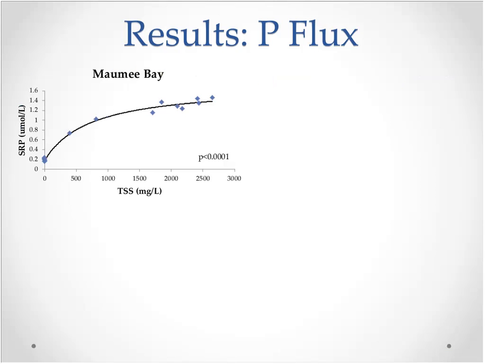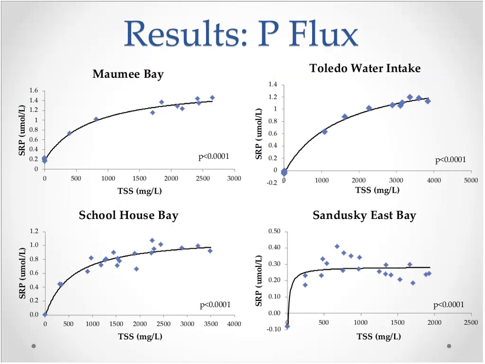So first, looking at the phosphorus flux, we see that with increasing suspended sediment, we have increasing SRP, which then plateaus. And this plateau is likely due to the sediment and water reaching an equilibrium of phosphorus that can be dissolved in the water. And we also see this at the other three sites that we sampled. All of these relationships were statistically significant using a nonlinear regression.